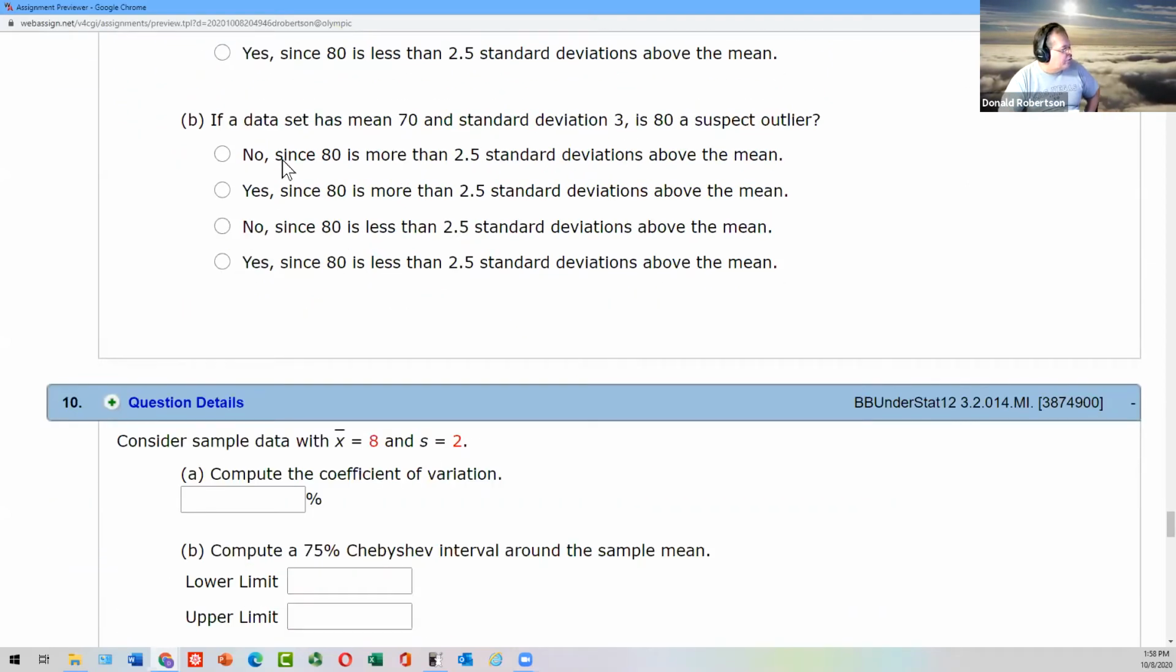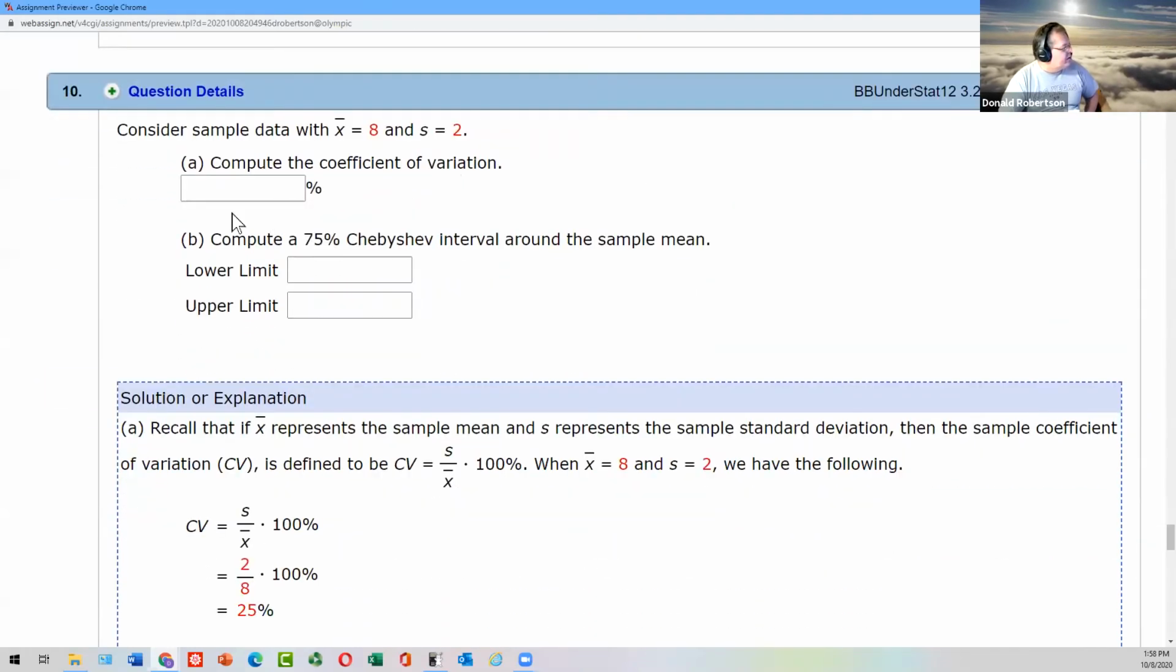And here's a second one, and the answer is yes, it is, or no, it's not. Here you're doing the CV, coefficient of variation. So that's going to be, what, 2 divided by 8. And won't you turn that into a percentage, and that's your answer. So I think that's 25%, if I'm not mistaken.